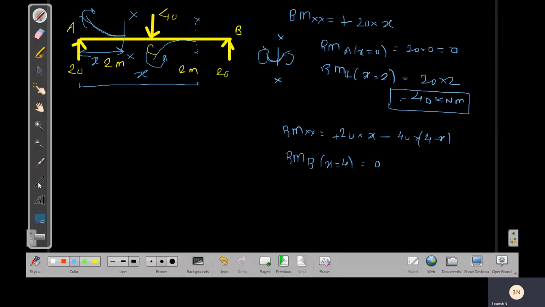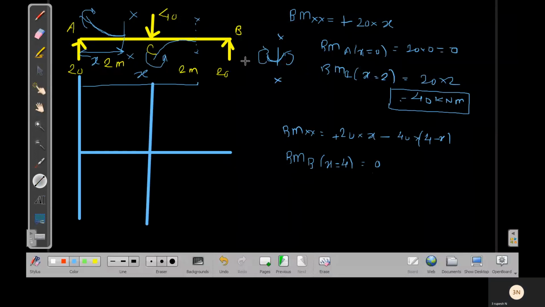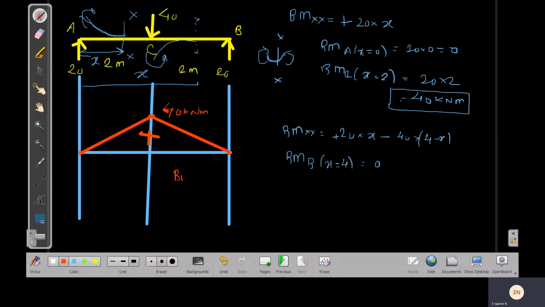Okay, now your task is to draw the BMD. So again you have to draw lines like this. Now this is 1 degree higher. Okay, the behavior is 1 degree higher. At this point it is 0, and this point is 0 bending moment, and at this point it is 40 kilonewton meter. Okay, this is your 40 kilonewton meter. So you have to just draw the linear behavior. It is 1 degree higher than the SFD. Okay, and this behavior is positive. So this is your bending moment diagram.